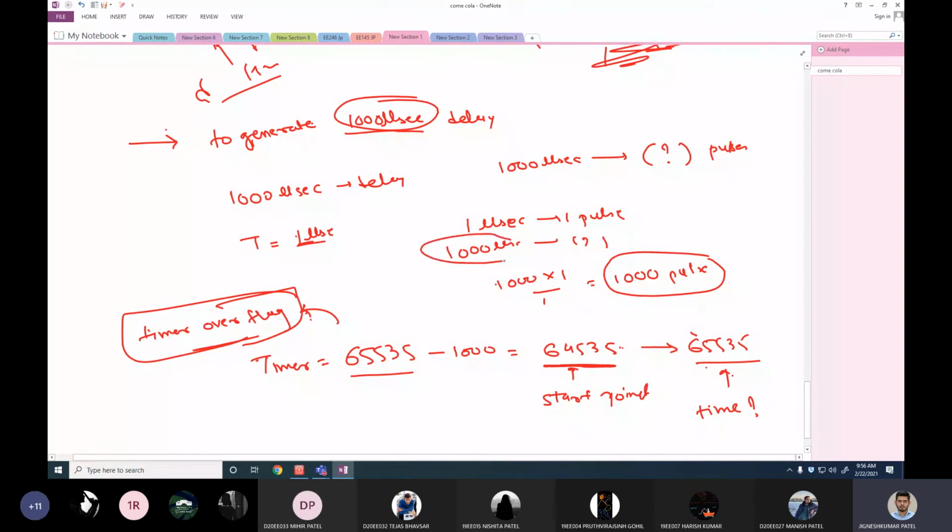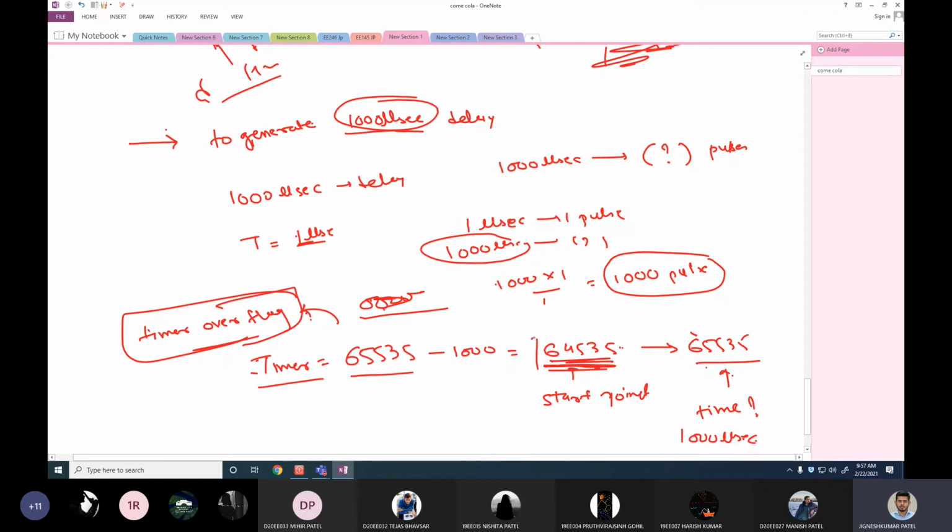We have calculated the time; we started with time itself. So 1000 microsecond is the time. See how I have tricked my timer to work for only 1000 microsecond. And how have I done that? I have changed my starting position. Instead of starting from 0000, I have started at a different number, and that number is 64535.